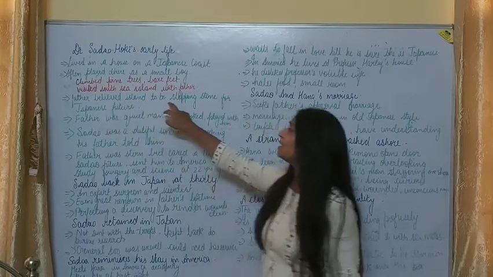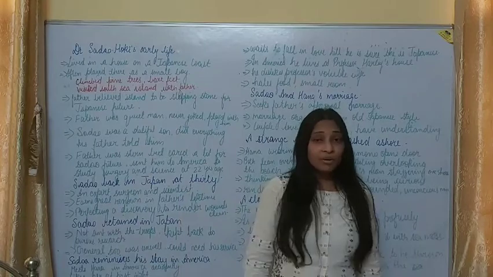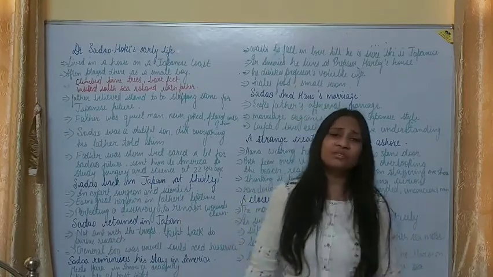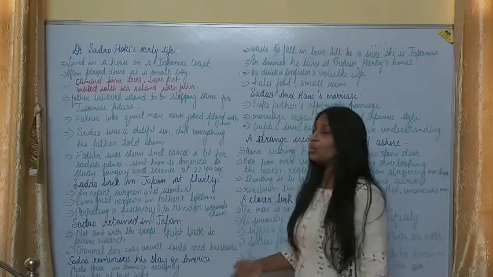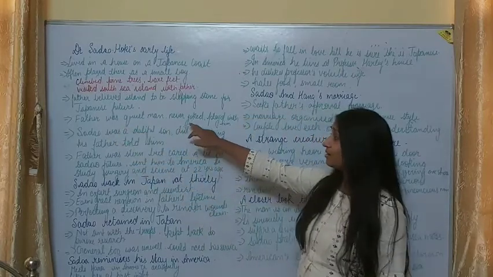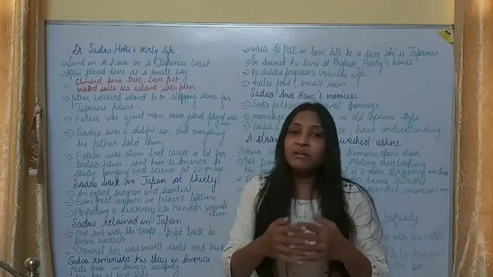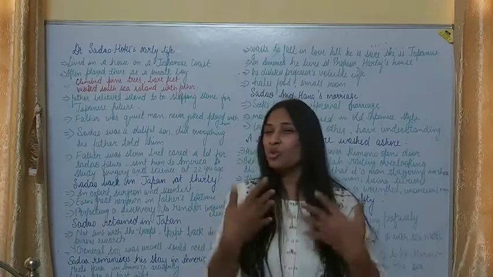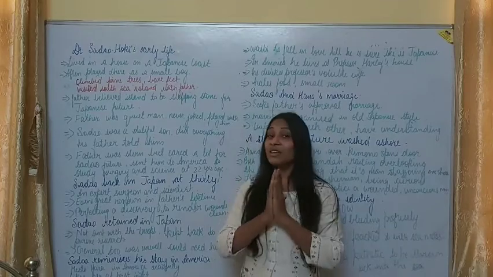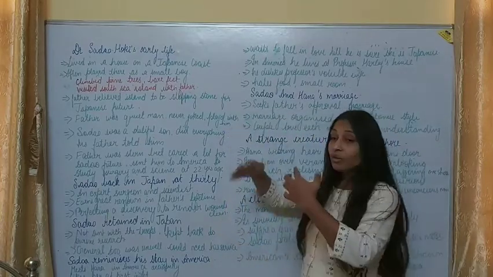Father believed that island to be the stepping stone for Japanese future. That island was really important, right? All the fishing used to take place from there and everything. So that island was really important for Japanese future. Father was a quiet man, never joked but played with him, right? Father, of course, was a serious man. He did not joke much, but he was a caring father. He always played with him.